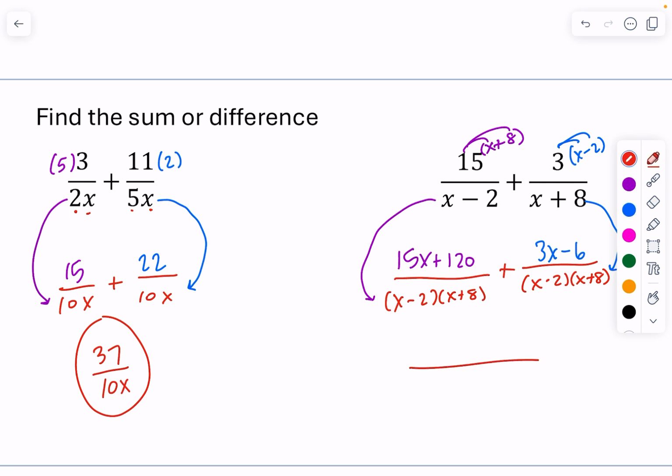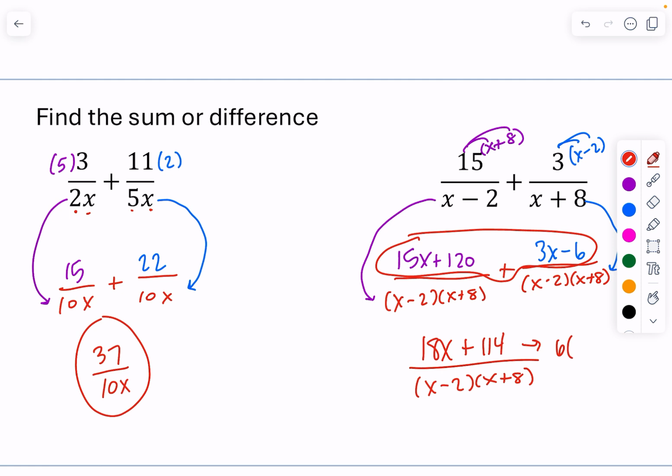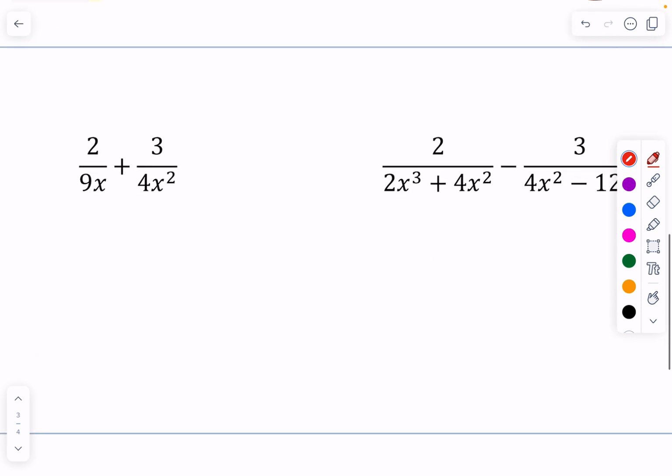Once I have that common denominator, I keep it. I add like terms across the top. So across the top, I have a 15x with a 3x and a 120 with a negative 6. I do GCF that, taking out a 6 in this case, just to see if anything could have been crossed out at the end. And even if it can't, we want our final answer in factored form. Let's do a few more of these.